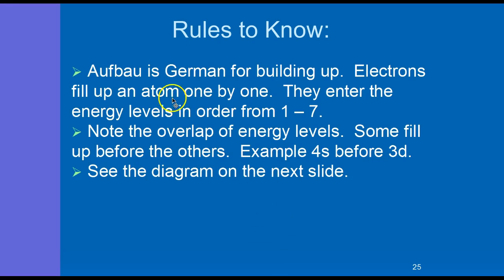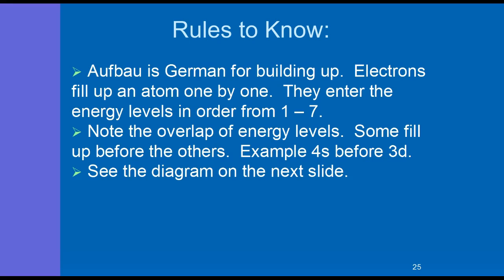So rules to know. Aufbau is German for building up. Electrons fill up an atom one by one. They enter the energy levels in order from 1 to 7, relatively speaking. And note that there is some overlap of energy levels. We'll see this on a diagram. Some fill up before the others. For example, 4s actually fills up before 3d, even though the number 4 is bigger than 3. This is why chemistry is a little bit hard.